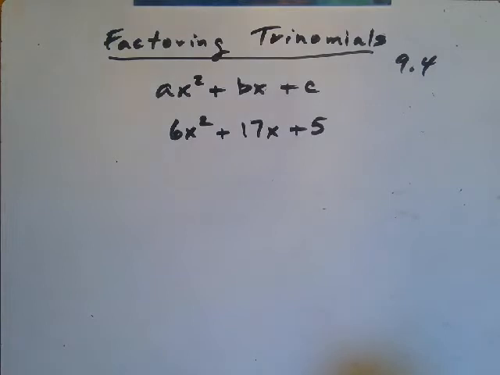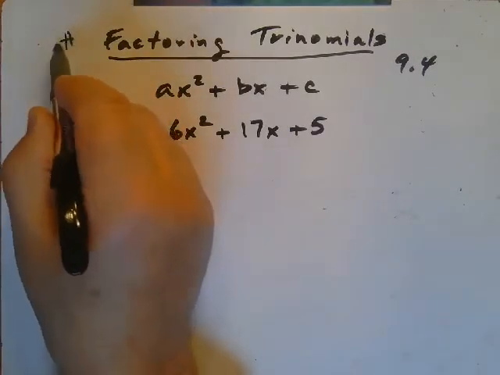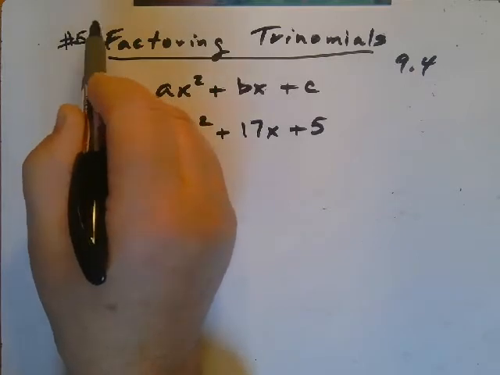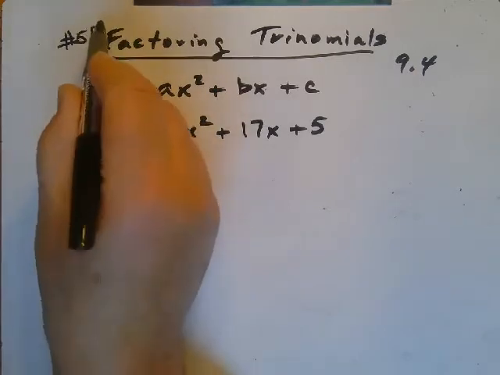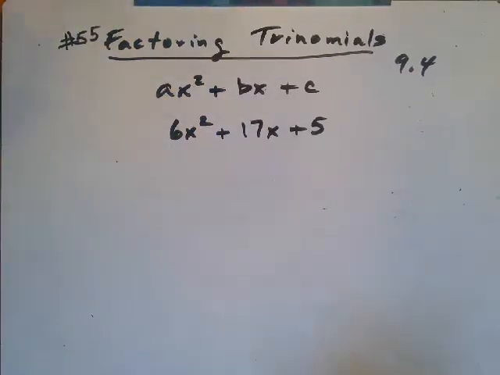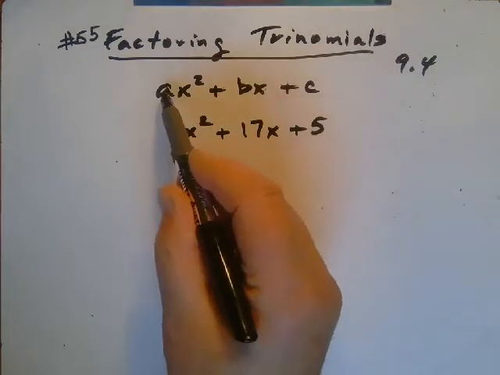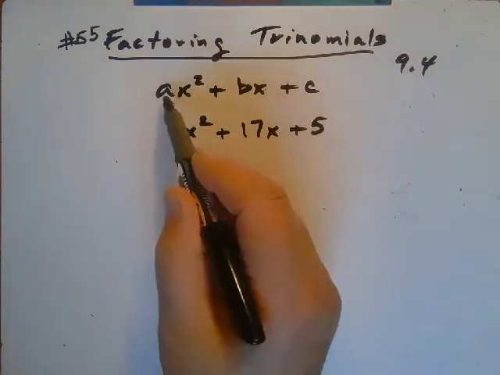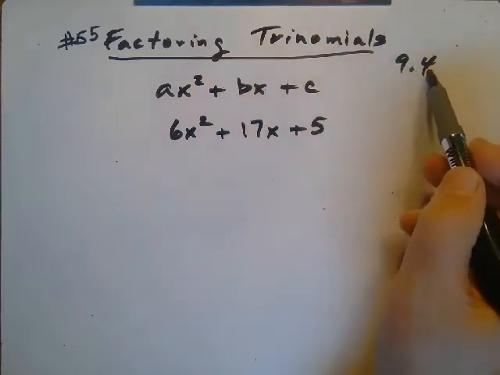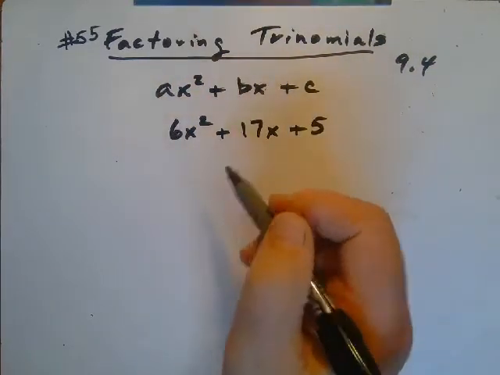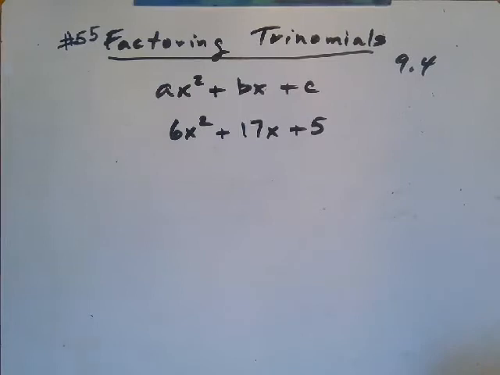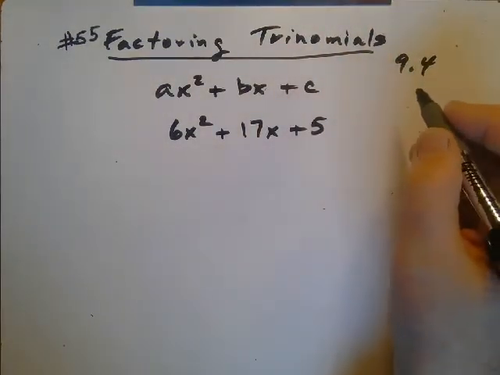If you've learned this material from number 53, number 54, that was yesterday. Today is number 55, actually, and it's mostly the same. The only difference we're going to see today is that A is a bigger number. Yesterday when we did this on 9.3, A was always 1. Today it's not. So everything else is the same. So here we go. We're going to take off where we left off yesterday.